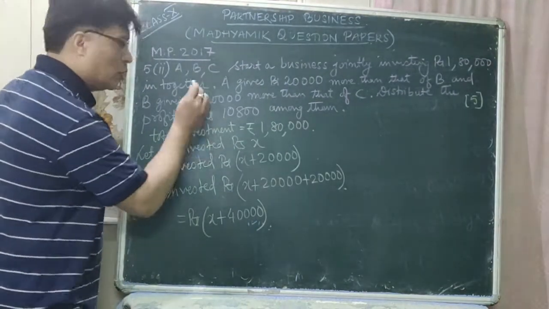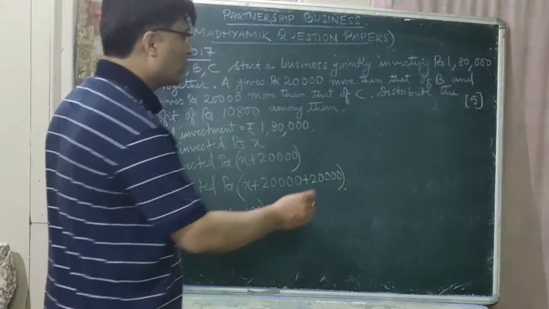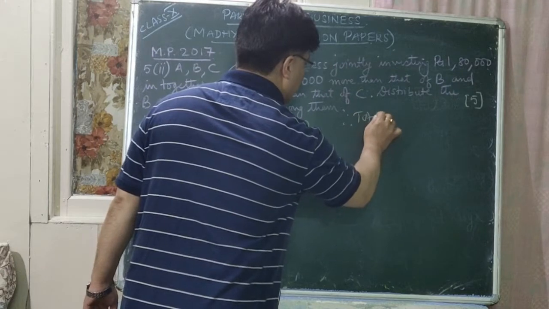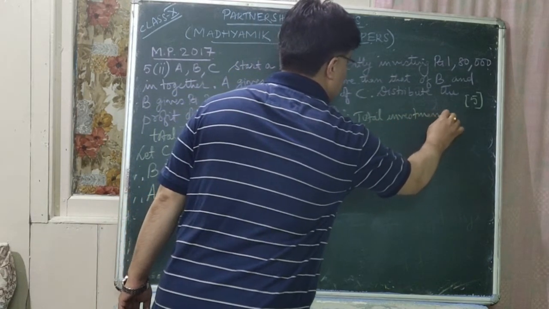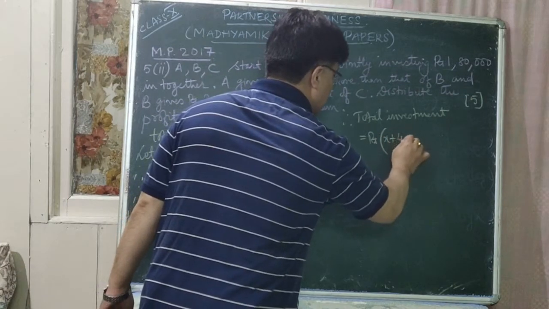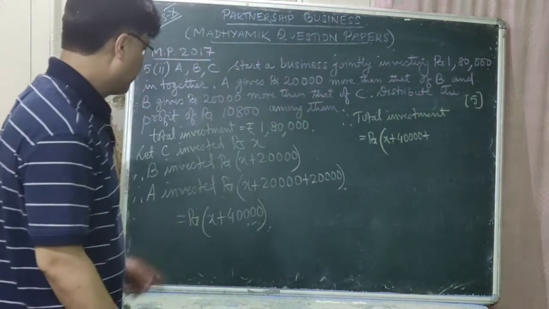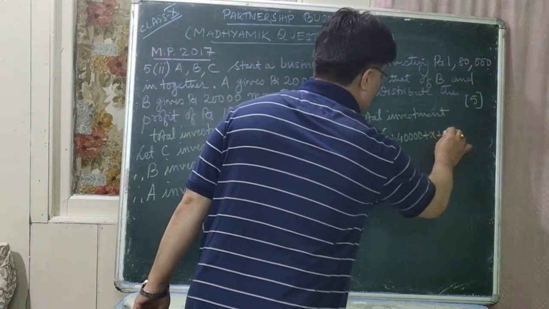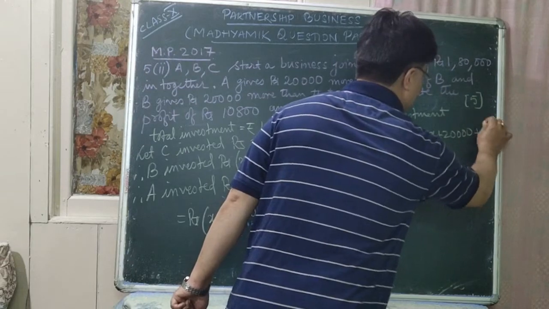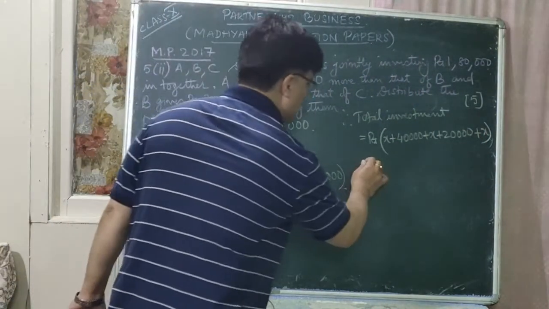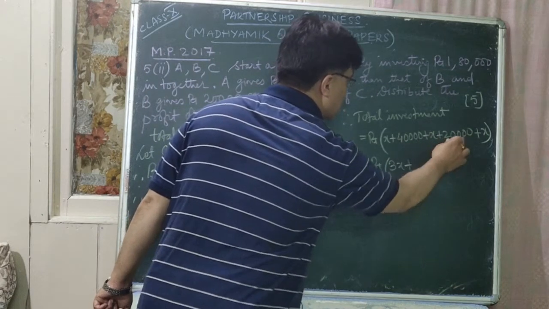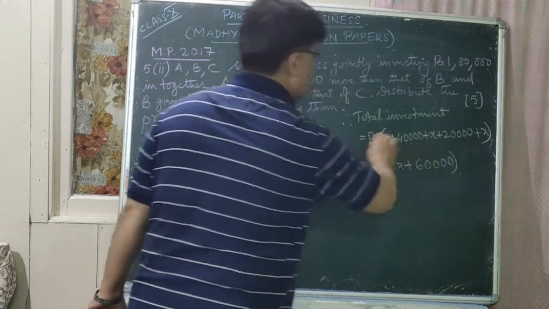So what is the total investment? How can you get the total investment? You have to add all these three investments. So write down, therefore, total investment is equal to rupees. Now we add all three. How much is A investing? X plus 40,000, plus how much is B investing? X plus 20,000, plus how much is C investing? X. Understood, everyone? Now let us add them. It is equal to rupees X plus X plus X, that is your 3X, plus 40,000 plus 20,000, that is your 60,000. This is the total investment.